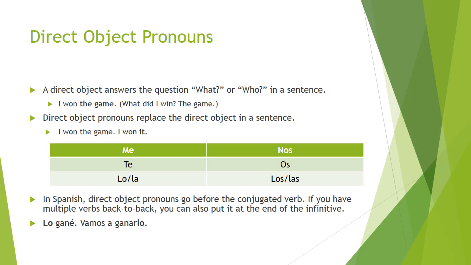These are the direct object pronouns in Spanish: me, te, lo or la, nos, os, los, and las. In Spanish, direct object pronouns go before the conjugated verb. If you have multiple verbs back to back, you can also put it at the end of the infinitive. So, for example, I won the game would be lo gané. We're going to win is vamos a ganarlo.